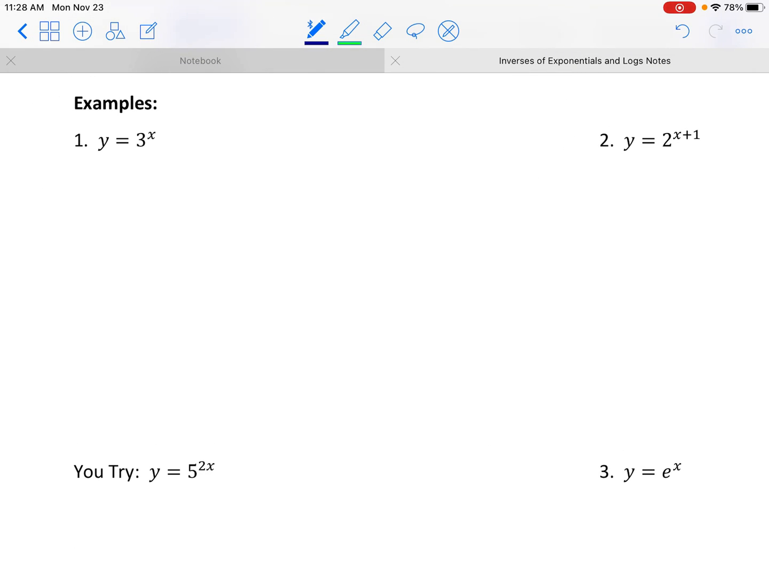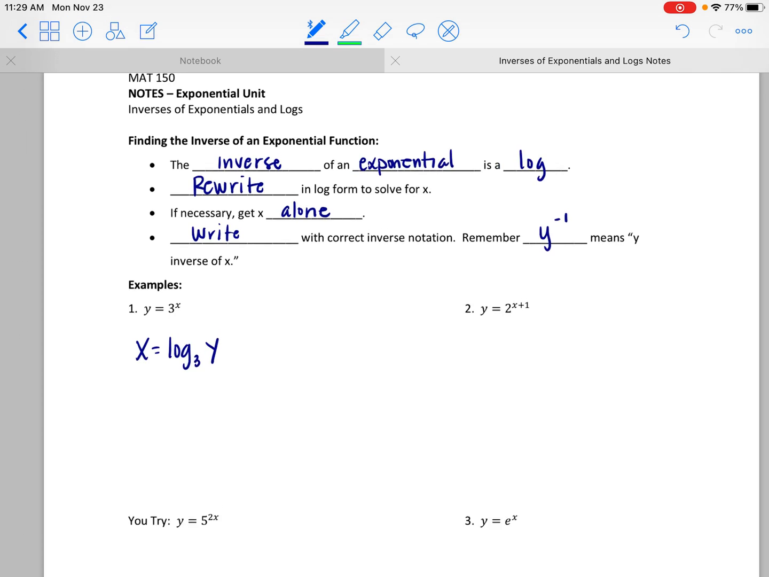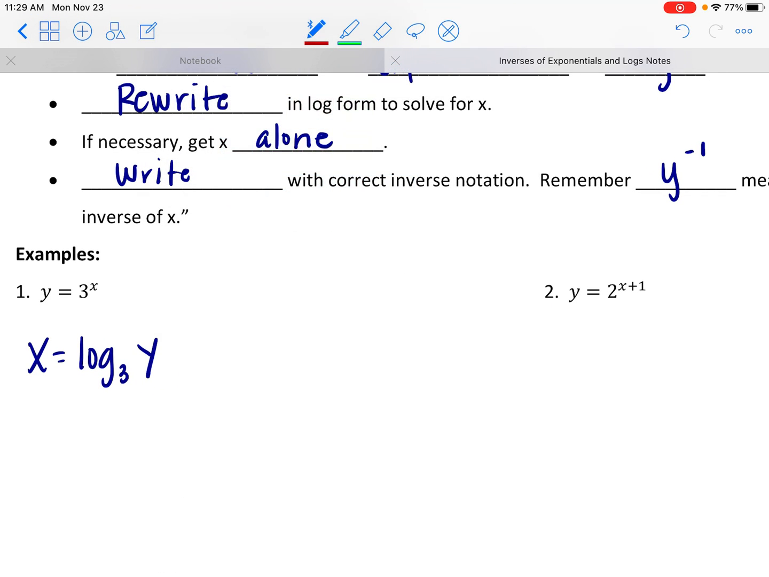Okay, so let's look at how this is going to work here. Now we should technically already know the inverse for this because we talked about it at the end of the log functions, but if I wanted to solve this for x, then rewriting it in log form is going to do that. So x would equal the log base 3 of y. Okay, x is all by itself and it's equal to log base 3 of y. So after I solve it for x, I forgot to put in here a step. We have to switch x and y.